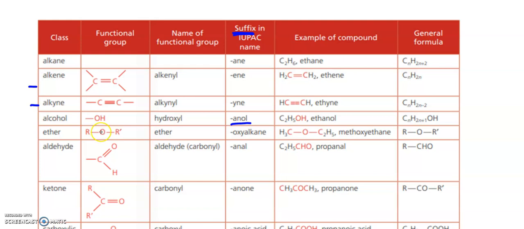Ethers are next. Ethers are when you have an oxygen in between two different carbons, and it could be anywhere in a chain of carbon. It could be between 1 and 2. It could be between 7 and 8. So that's called an ether.